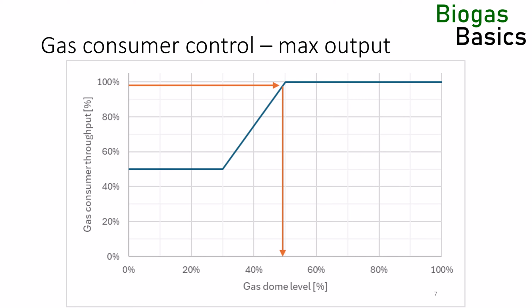In case we have too much gas, we can always ramp up the upgrader and inject that gas. Once the gas is in the grid, it is sold, and the risk is no longer that of the biogas plant.